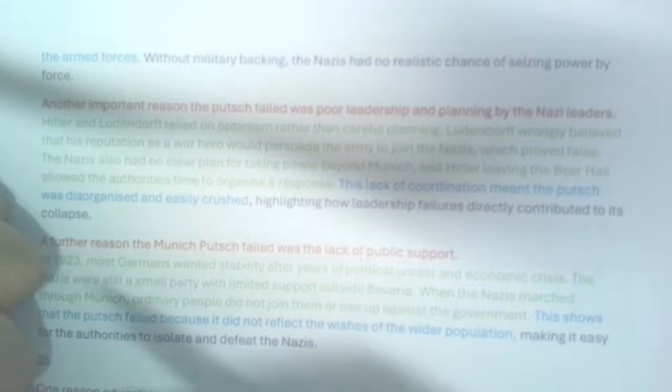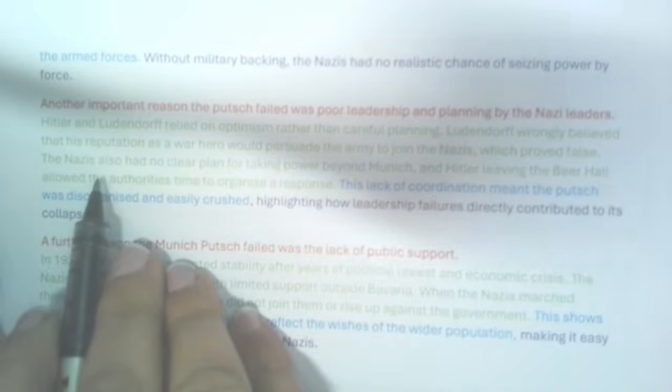Ludendorff really believed that his reputation... Ludendorff was very much of the old school of German thinkers, that he believed that he had this kind of right to rule, and because he had the right to rule, that he could just kind of stomp around and behave however he wanted. And so as a result of this, he kind of thought that his reputation as a war hero would persuade the army to join the Nazis, and that did not pan out. So that's what I'm going to include in my detail.